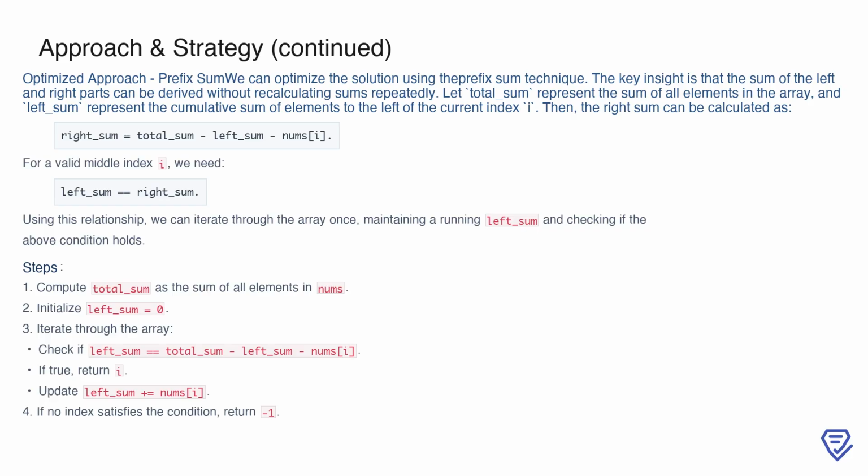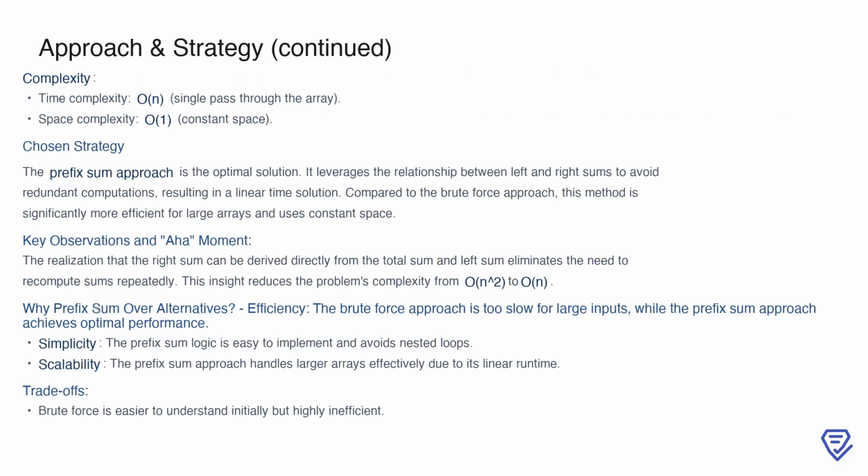This approach eliminates the inefficiencies of the brute force method while maintaining simplicity. The prefix sum technique offers a significant improvement in both time and space complexity. With a single pass through the array, the time complexity is reduced to O(n), making it linear. Additionally, since no extra data structures are required, the space complexity remains constant, or O(1). This makes the prefix sum approach the optimal strategy for solving this problem.